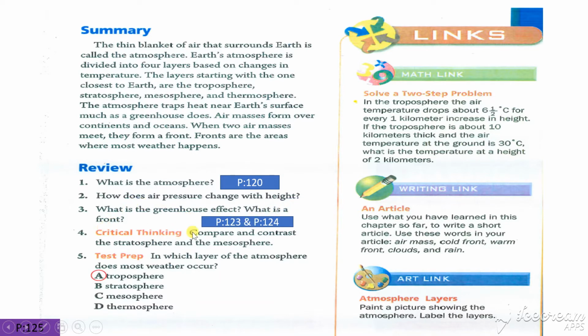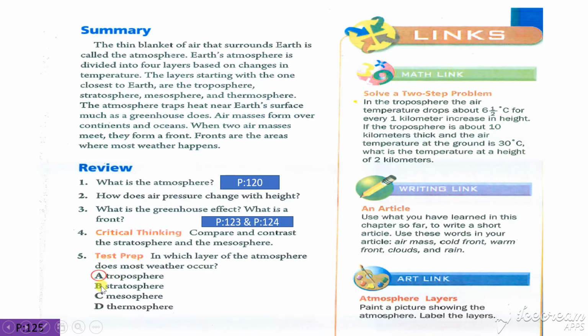Number three, what is the greenhouse effect? The answer of this question, page 123. Greenhouse effect: the atmosphere traps this heat much like the glass of a greenhouse. This process is called the greenhouse effect. Number four, what is a front? A front is the place where two air masses of different temperature meet, or a front forms when two air masses meet.